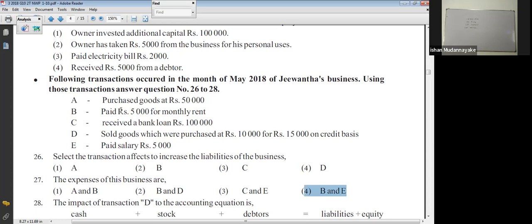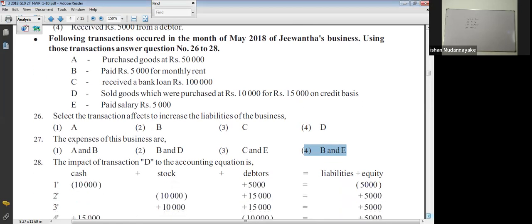Why? We paid 5,000 monthly rent expense. He paid salary 5,000 expense. Rent expense and salary expense. Fourth one is the answer for question number 27. Yes, Inuki, correct. Right.